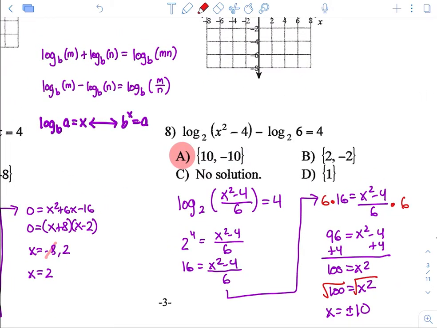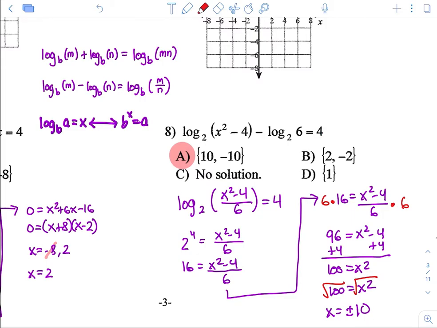Okay, so number 8, log and a log, and there's subtraction, which is quotient rule. So back to the formulas, it's this one. This one tells me you gotta do this one divided by that one. So log base 2, because they both share that, this one divided by that one. So x squared minus 4 all over 6 still equal to 4.